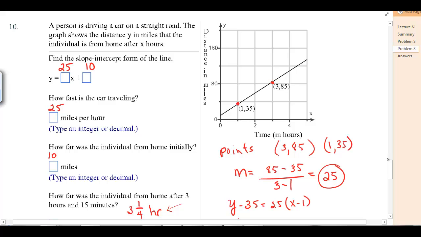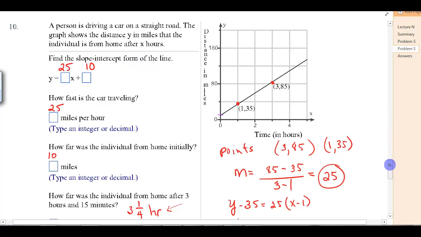A person's driving a car on a straight road. The graph shows the distance y in miles that the individual is from home after x hours. Okay? We need to note the scales here. This is going by 1, but this appears to be going by 40s. And so in here, this would probably be 10, 20, 30, 40, I would suspect. But anyway, find the slope-intercept form of the line.